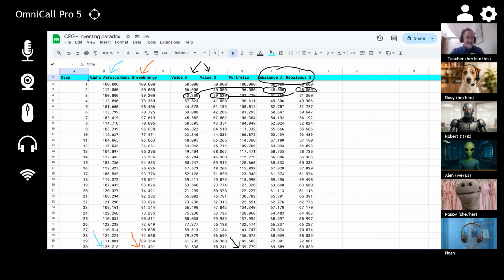Alpha Aerospace went up to 125. Gamma Green Energy went down to 71. But the rebalanced portfolio is at 139. It's not the average of the total returns of both stocks. It is so much not the average, it's not even in between the two. It breaks out. It's another case of the distributive rule breaking.